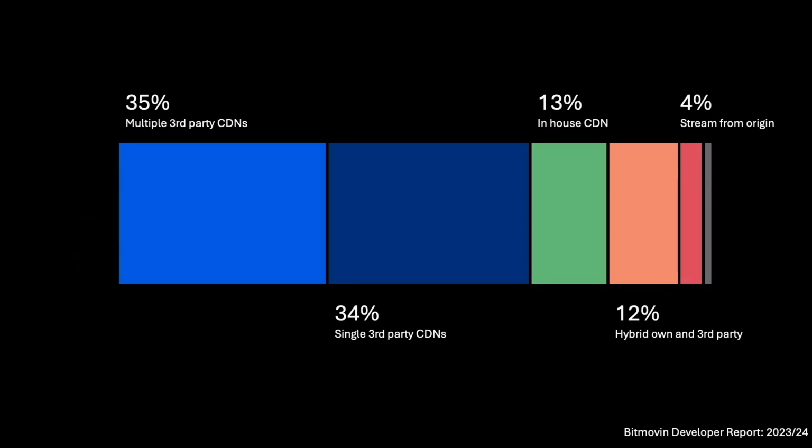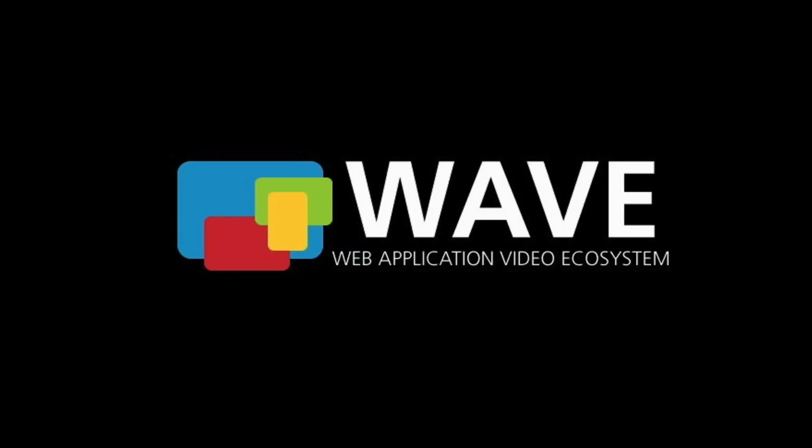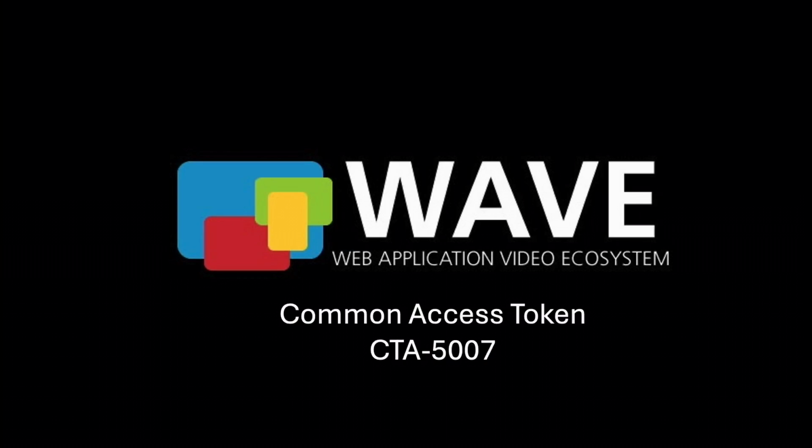This is all well, but a recent study shows that 35% of all media services are using multiple CDNs, and almost all CDNs have their own proprietary tokens. So if you create a token that will fit one CDN, it's not necessarily working in another CDN. In 2021, the WAVE Group started the work on creating a standard for media tokens. This standard has emerged as Common Access Tokens, or CAT for short.